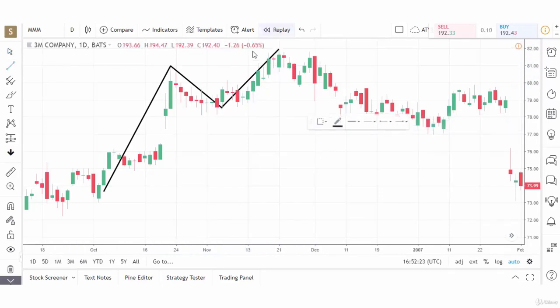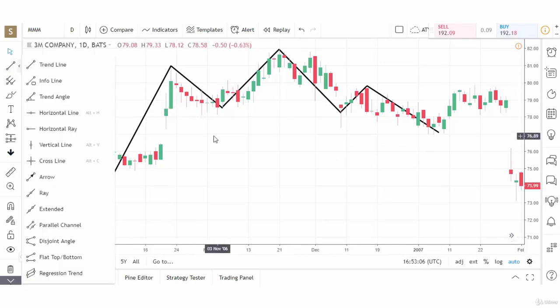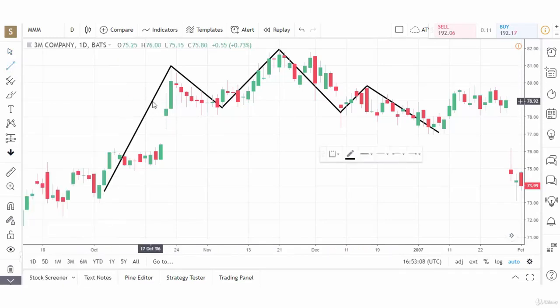The stock pulls back again to this level, attempts to rise, and our second shoulder, it doesn't get quite as high as the first shoulder, and then the stock moves down. Now in this case, the stock breaks the neckline, which is here.